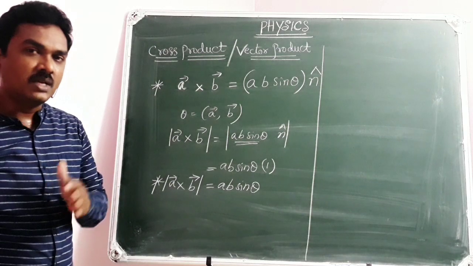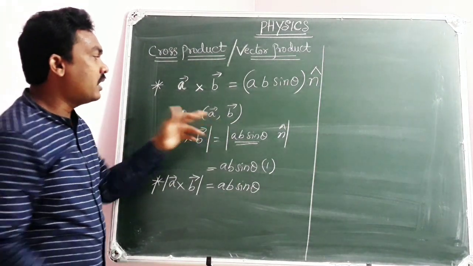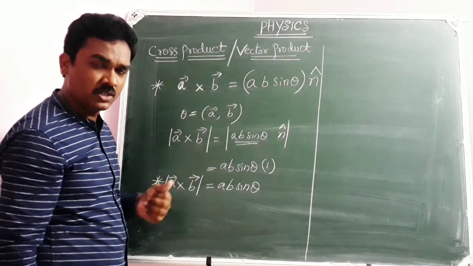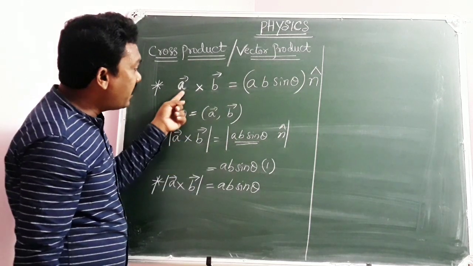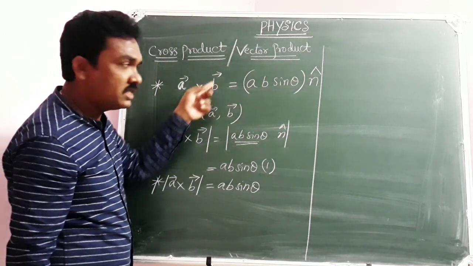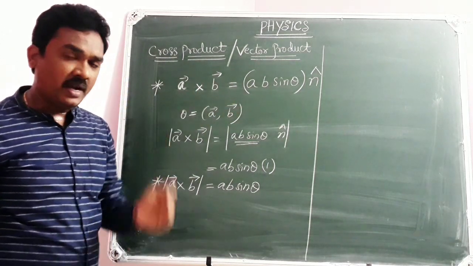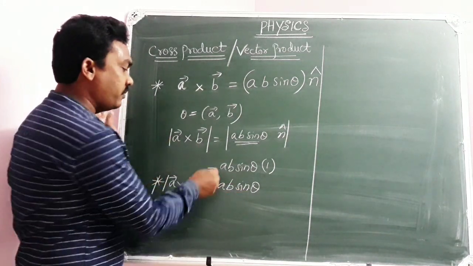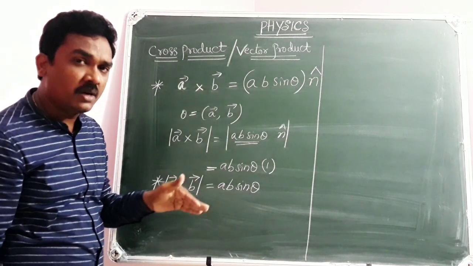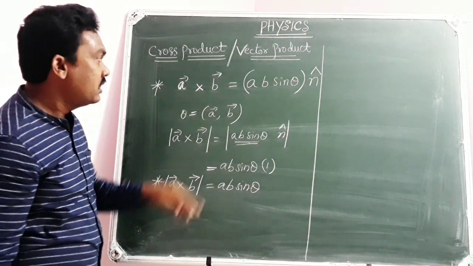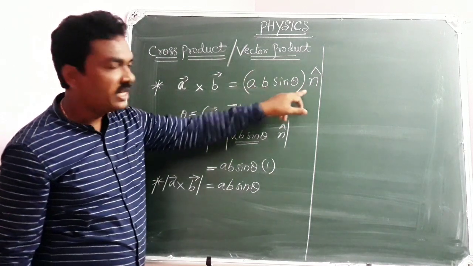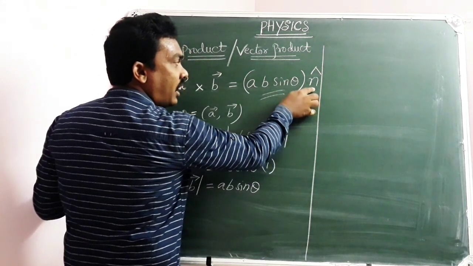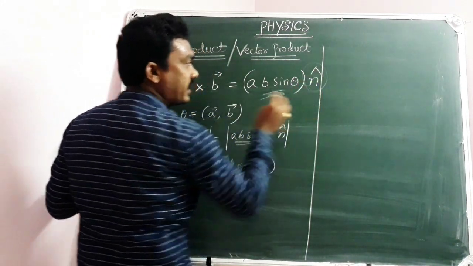This is very important. A bar and b bar are two vectors at an angle theta, whatever may be their directions. But remember, a bar cross b bar is a vector physical quantity having both magnitude and direction. The magnitude of a bar cross b bar is a b sine theta. Then what about the direction of a bar cross b bar? A bar cross b bar equals a b sine theta into n cap. A b sine theta is a scalar, and scalar into vector gives a vector, whose direction is the direction of the vector.